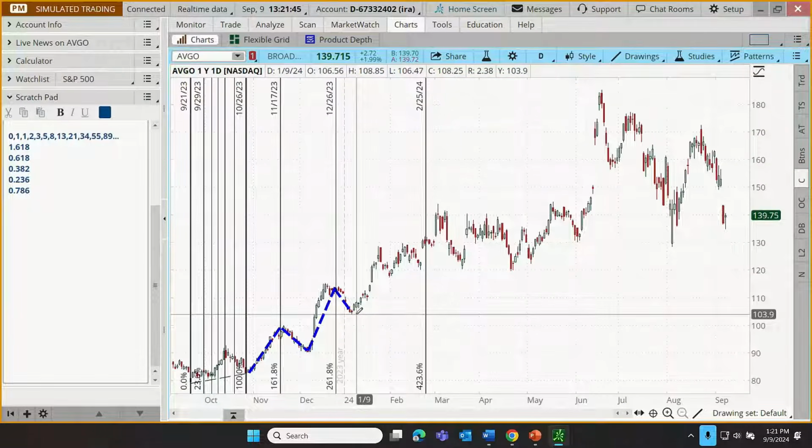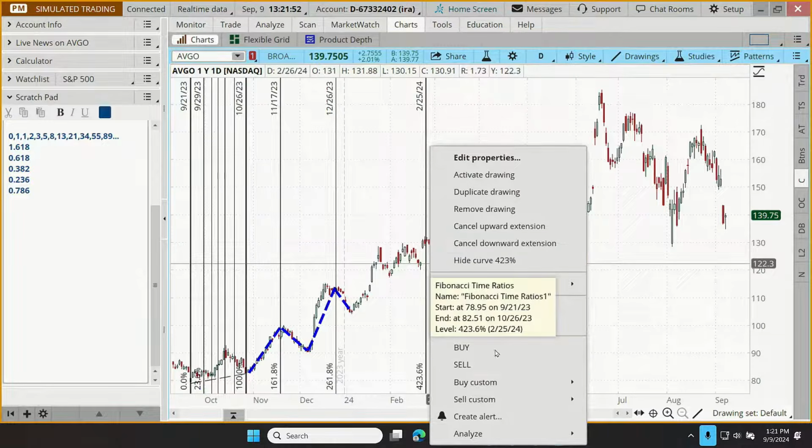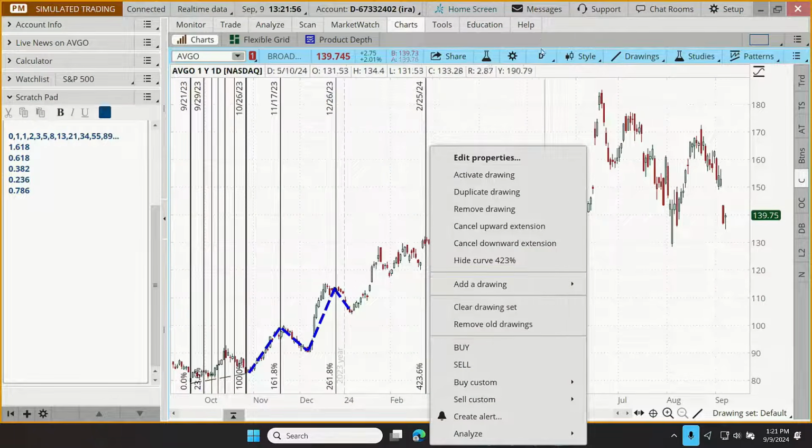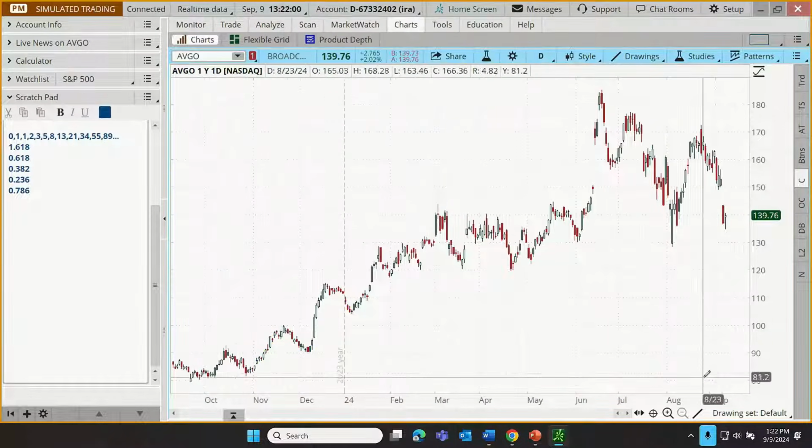Does it work perfectly every time? Nope, but nothing does. All right, now the last one, it's really just very much like the first two. Let me hold on a second. Let me get rid of that. There we go. Let's clear that drawing set.